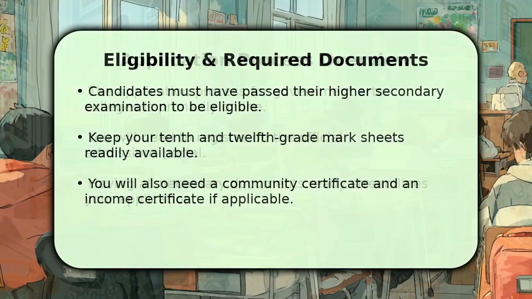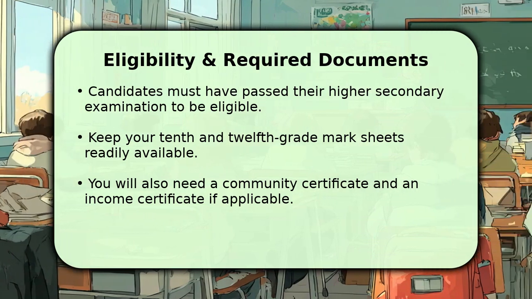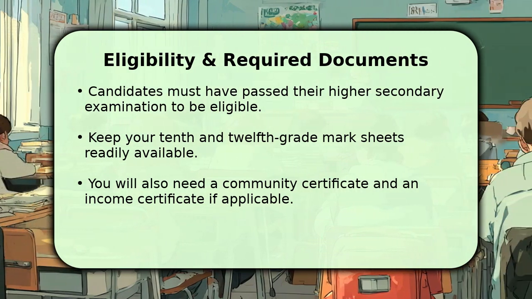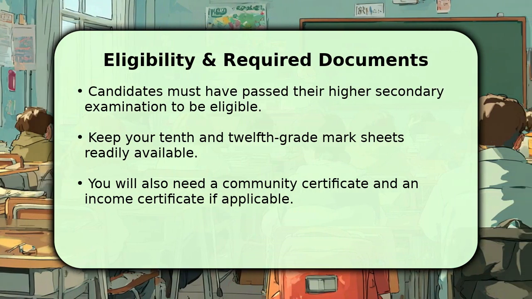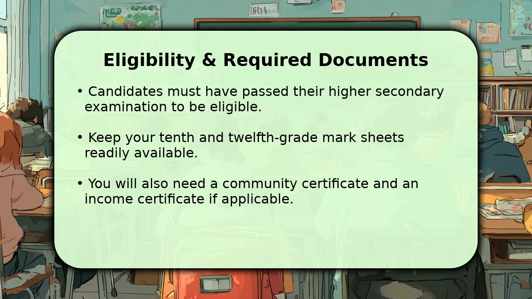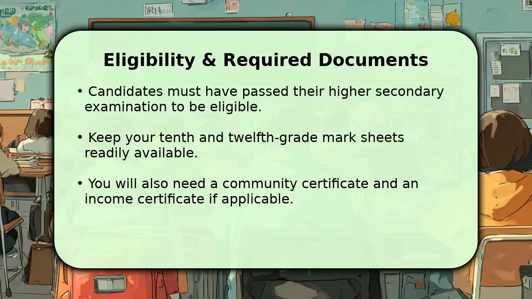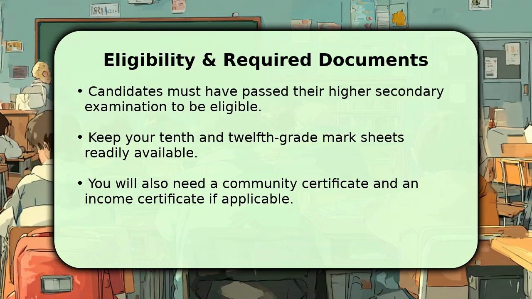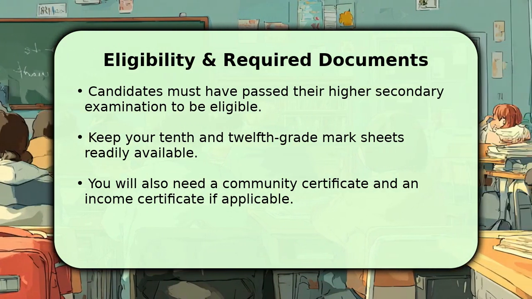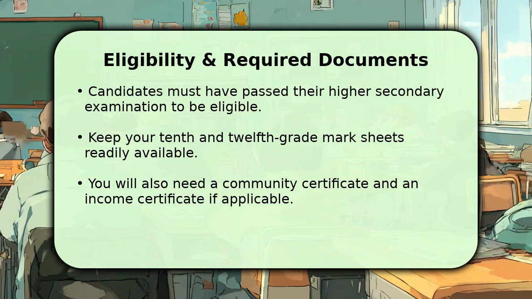Before starting your application, confirm you meet the general eligibility criteria, primarily passing your 12th grade examinations. Gather all required documents, including your mark sheets from 10th and 12th grades. Do not forget your community certificate, if applicable, and a recent passport-sized photograph. Ensure all digital copies, including your signature, meet the specified file size and format requirements.